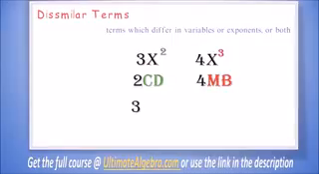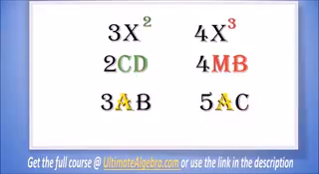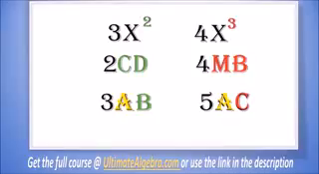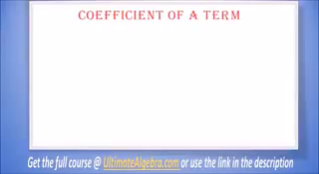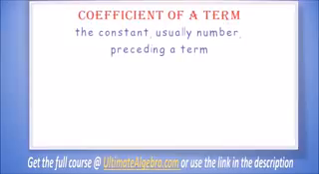One more example: 3ab and 5ac. Now, here we see that they both have the variable a, but one is ab and the other is ac. They are still dissimilar terms. All the letters must be exactly the same. Coefficient of a term. Now let's look at the coefficient of a term. The coefficient of a term is the constant, usually a number, preceding a term.